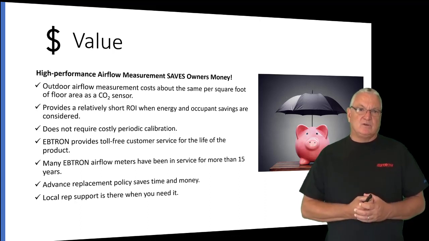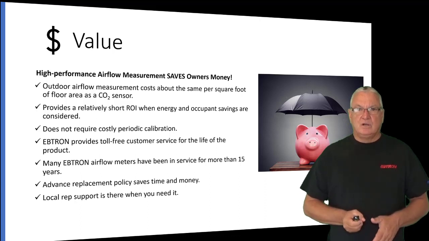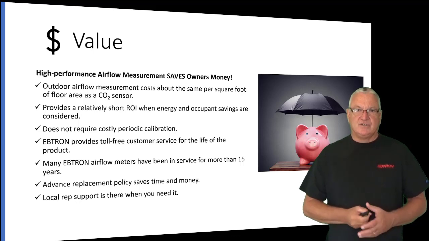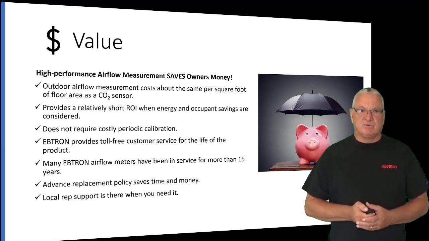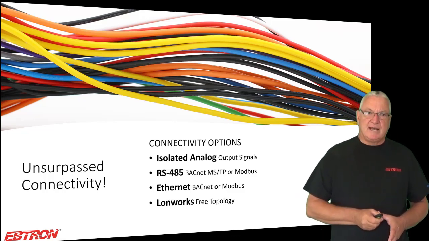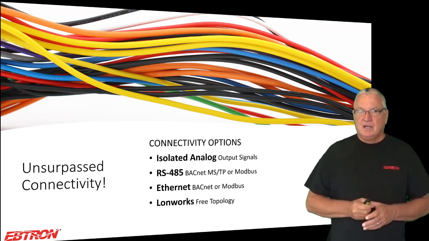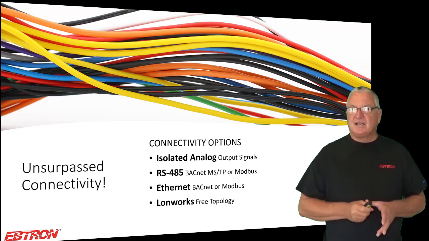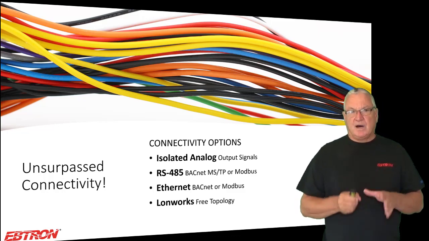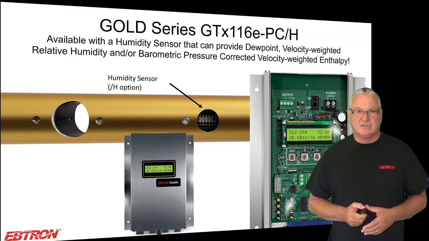Big thing for us is we only sell this product through local reps, because we know that you need somebody you can call that can help you throughout the entire project, start to finish, and even after the project is done. I'm not going to go through a lot of the Ebtron product right now. I do want to make sure I've said this a little bit on a previous slide, but we have a lot of connectivity options: isolated analog outputs, RS-485, BACnet MSTP, or Modbus. We have Ethernet BACnet or Modbus, and we have LonWorks free topology, okay?